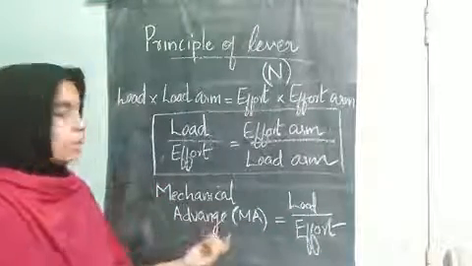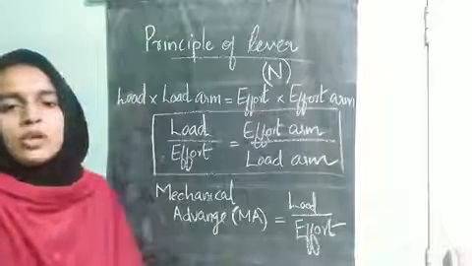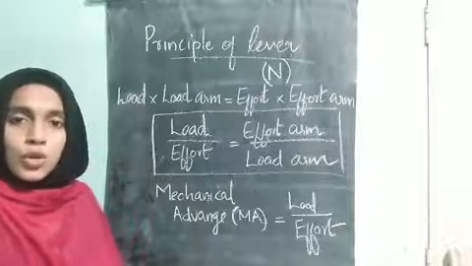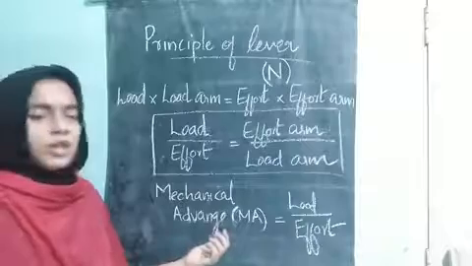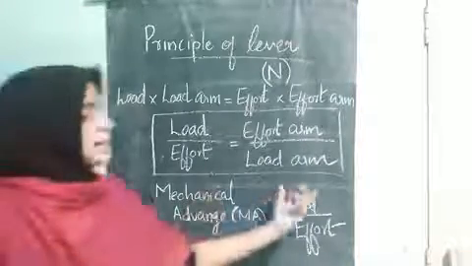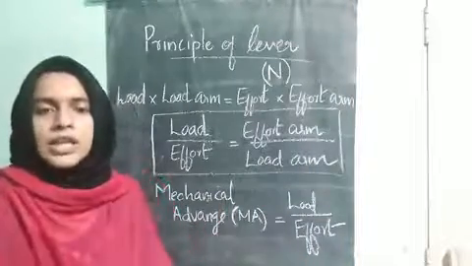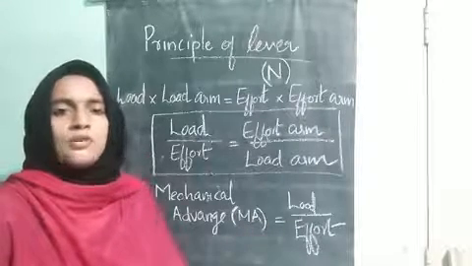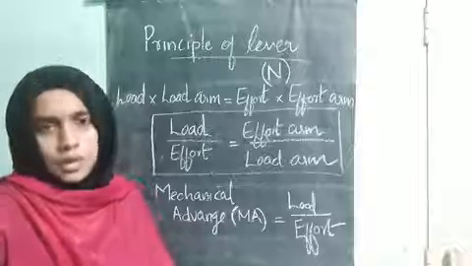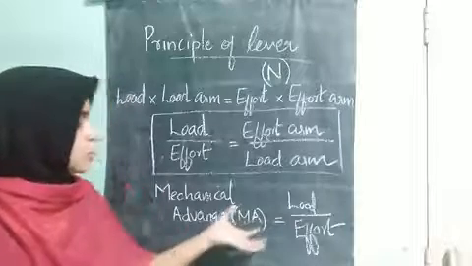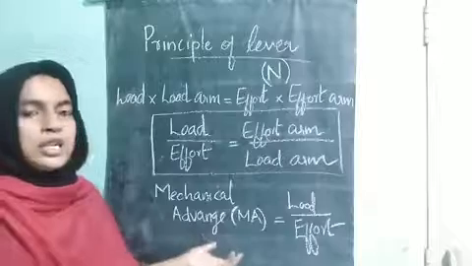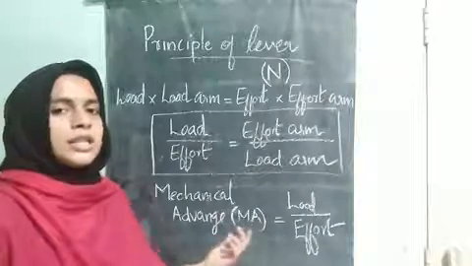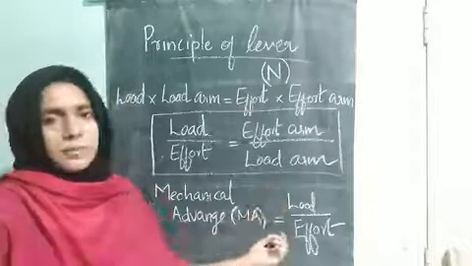Now, what is the unit of mechanical advantage of that machine? There is no unit for mechanical advantage because it is the ratio between load and effort. So, the ratio we find using the same unit. Okay, so there is no unit for mechanical advantage. We can calculate it using the same units.